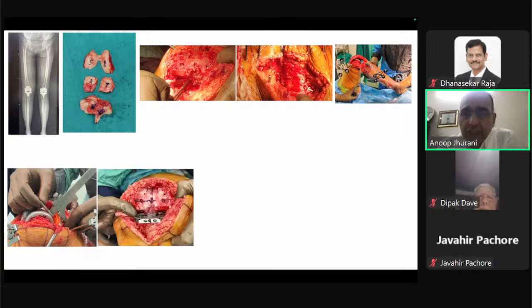Rotation, there is no challenge of rotation because you are not referencing the interepicondylar axis. You are basically cutting equal posterior medial and posterior lateral, and your tibia falls back because you're not downsizing the tibia and over externally rotating. So basically, you are not doing anything to the tibia.